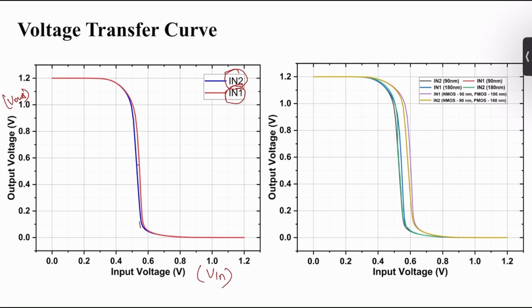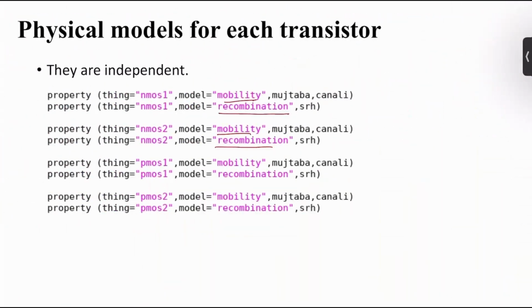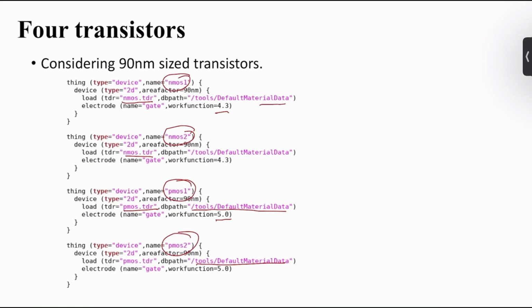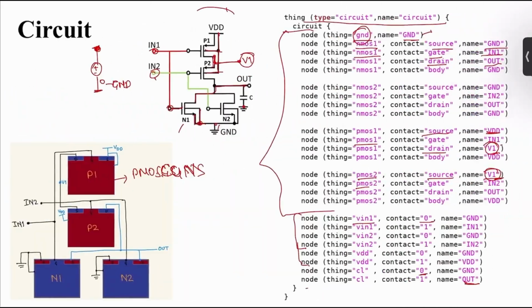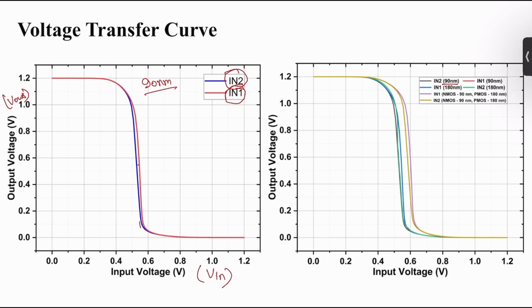Here I did some analysis with 90 nanometer. Our PMOS and NMOS are 90, the area factor is 90 nanometer. We can see the area factor in this slide here. If we change this area factor, then the current and voltage will change accordingly. Here we can see 90 nanometer and 90 nanometer, then it is the same, that black and red line here.